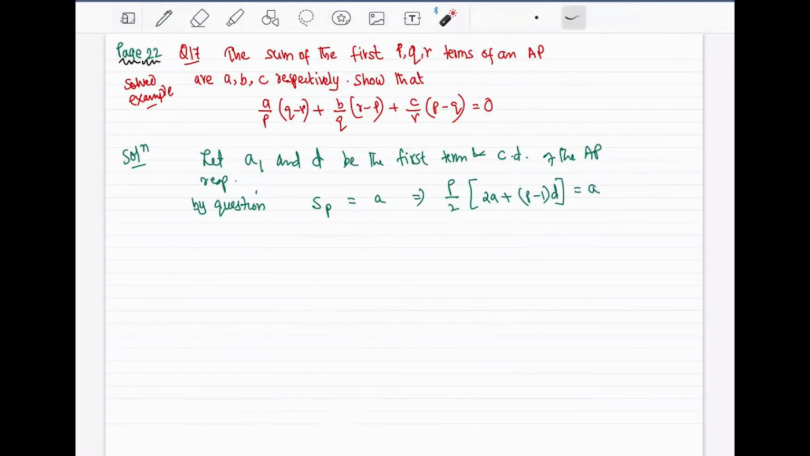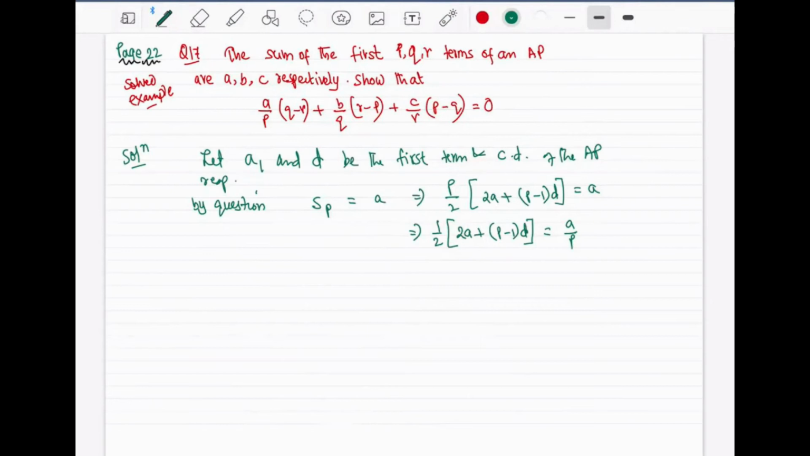Okay, one more thing. Look, we wanted A by P. We have to calculate this part. In order to calculate this part, we have to obtain A by P, B by Q, C by R. So how do we obtain A by P? We have to take the P to the other side. So what we are left with is half, twice A1 plus (P minus 1)D is still there. Take P to the other side, it will become A by P.